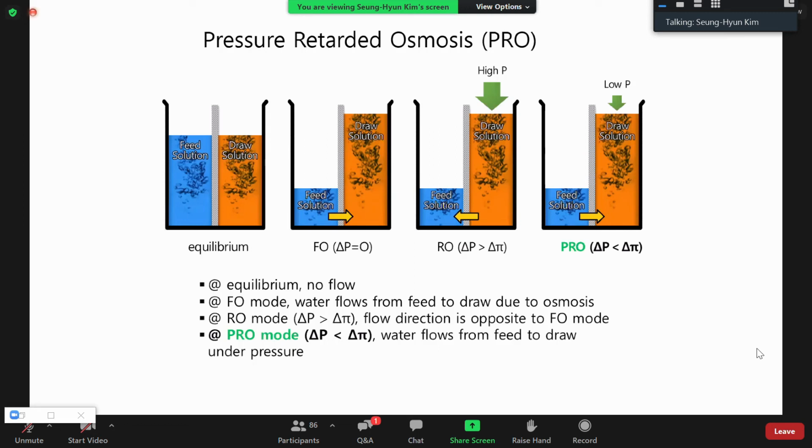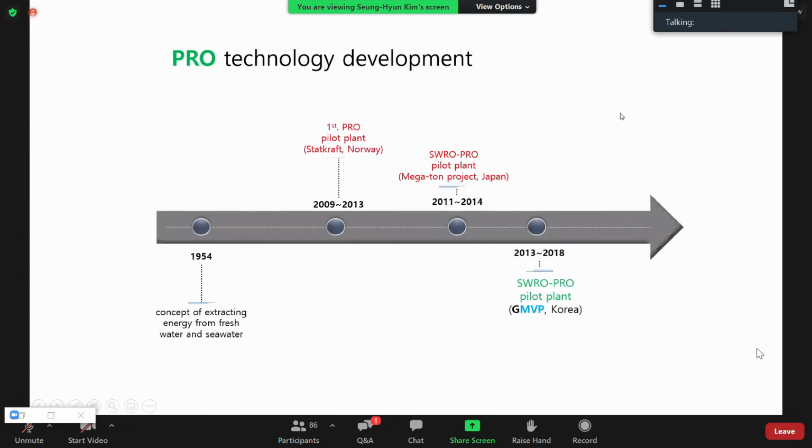Okay, briefly about PRO. You are probably very familiar with PRO. Its flow direction is the same as FO, but the only difference from FO is that you apply pressure on the draw side. And even though this concept was known in the early 50s, it didn't receive much attention from researchers until 2009. In 2009, Statkraft, a Norwegian energy company, built the first PRO pilot plant. After that, in 2011, Japan started the SWRO-PRO pilot plant study through the Megaton project. And in 2013, in Korea, they started the SWRO-PRO pilot plant study through the GMVP project.